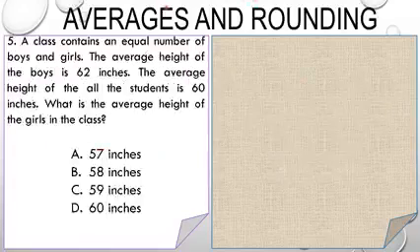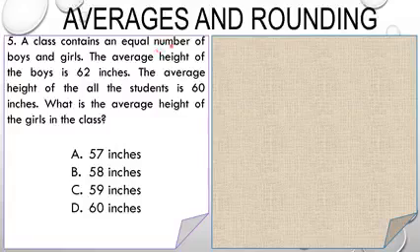Number 5. A class contains an equal number of boys and girls, so pareho daw yung bilang ng babae at lalaki sa loob ng kwarto. Kung meron tayong 20 boys, 20 din yung girls. The average height of the boys is 62 inches. So yung average daw na taas, or yung katamtamang taas ng mga kalalakihan is 62 inches daw. While on the case of all students, yung average height combination of boys and girls, yung taas naman is 60 inches na. The question is, ano naman yung average height of the girls in the class?